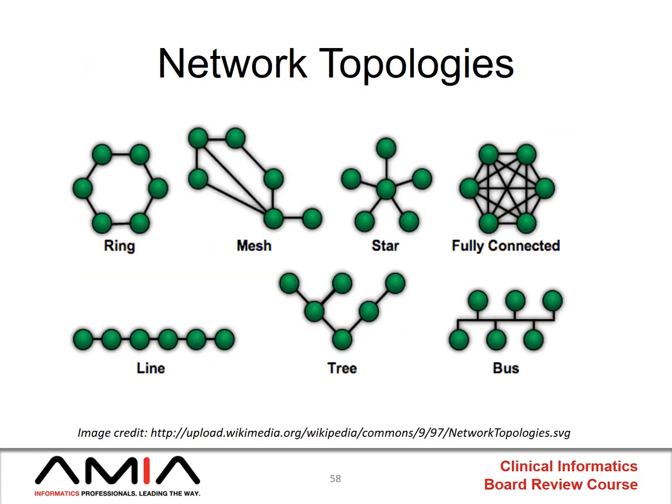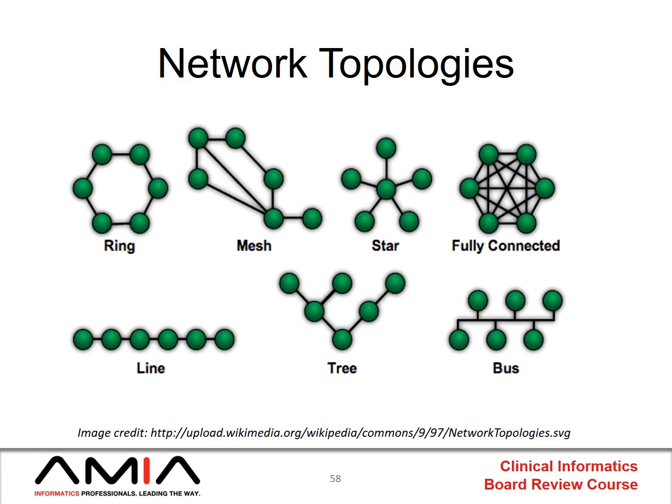Let's talk about network topologies. There's a lot of different network topologies, and these names I would suggest are very self-explanatory. The one that's a ring is shaped like a ring. The one that's a line is a line. The one that's a star is a star. A fully connected one is one where every node is connected to every other node.